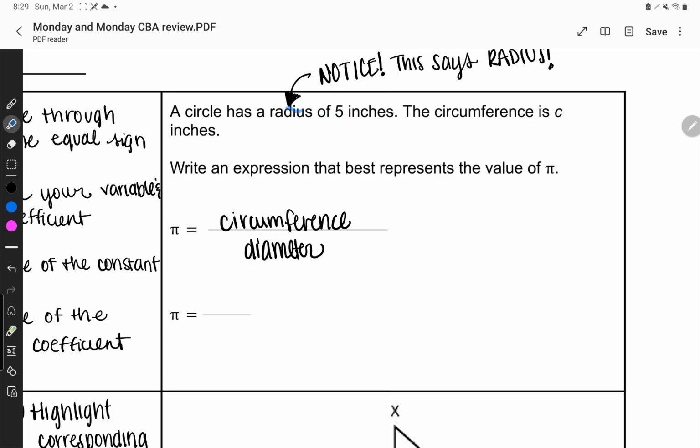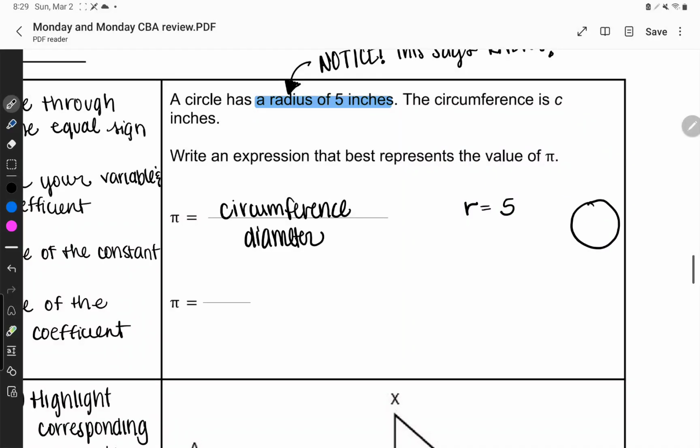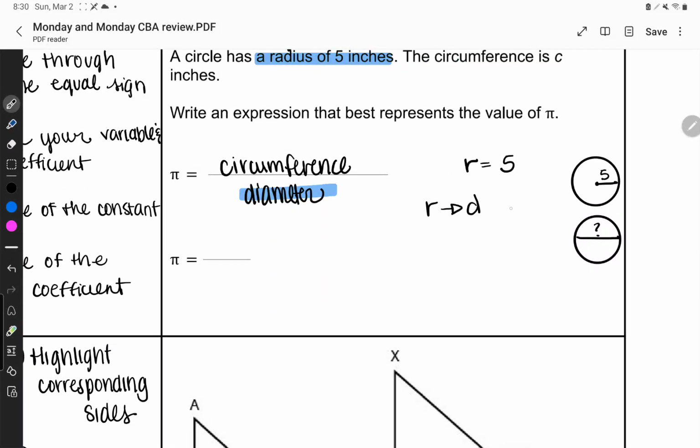Well, if you look right here, it says a radius of 5 inches. So my radius equals 5. Now, if you remember, a radius goes halfway across, and a diameter goes all the way across. So we know that this is 5, and we're looking for the diameter because this right here says diameter. I can't use a radius for it. So how do I go from a radius to a diameter? I multiply by 2 because I'm going from smaller to bigger. My radius is half of my diameter, so to go from radius to diameter, I multiply by 2. So I would do 5 times 2, which gives me a diameter of 10.